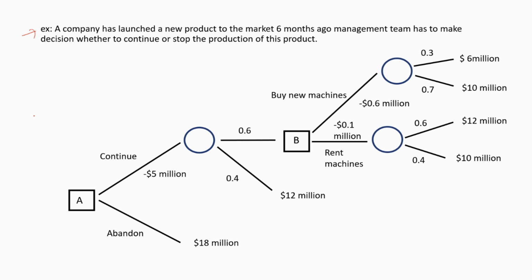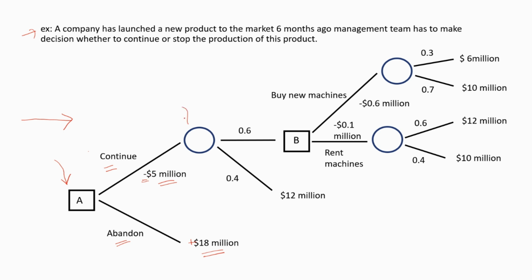We will read this decision tree from left hand side to right hand side. So this is the first decision point. Now you know all decision trees have to start from a decision point. So at decision point A, we have to make a decision whether to continue or abandon this project. If we abandon this project, we will save $18 million. This is a positive value. If we continue this project, there will be a $5 million cost. This is a negative value, which means a cost.